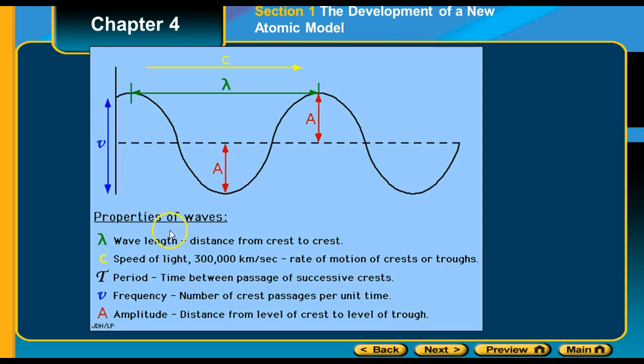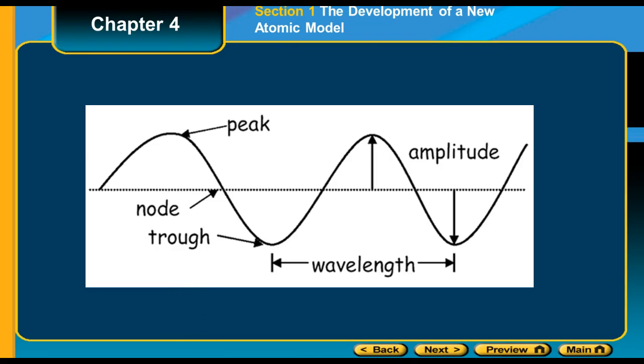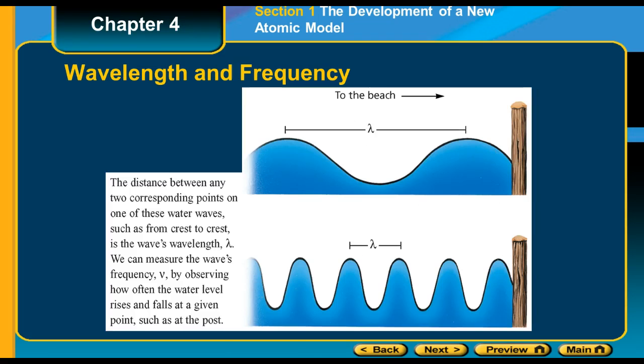And you see another number that you're going to need to remember is the speed of light. Here's another picture. You can see the peak, a trough. The node is considered the point where the wave crosses above and below the midline. You have wavelength shown here and amplitude.